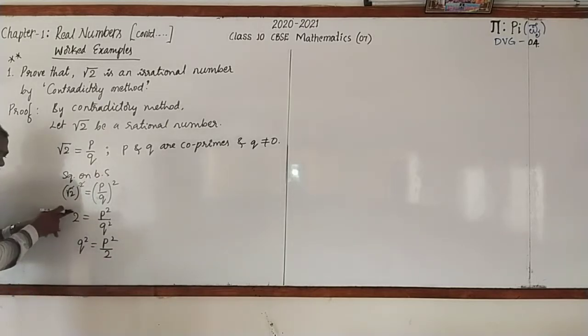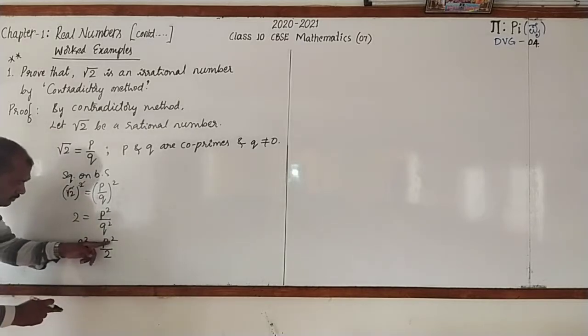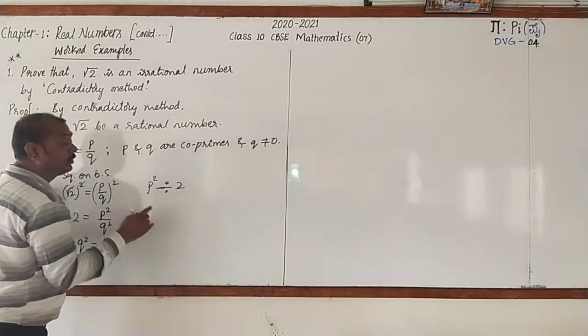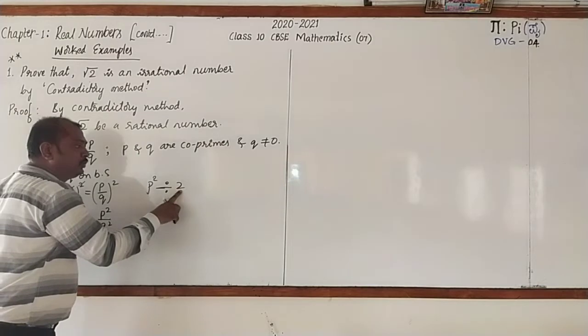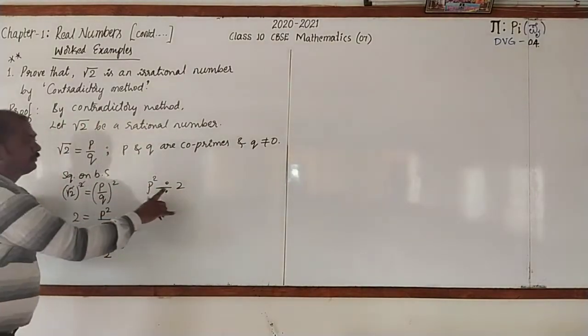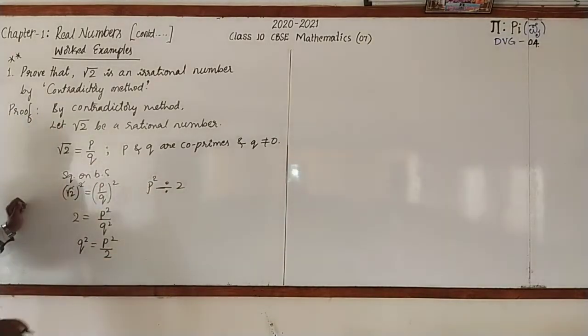Q is taken to the left hand side and 2 is taken to the denominator of the right hand side. Then what does it mean? P square by 2, p square is divided by 2. It means 2 divides p square. We have already come to know from the theorem: if 2 divides p square, then 2 also divides p.